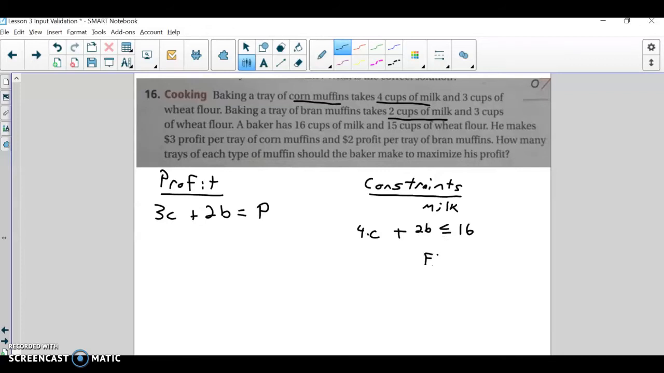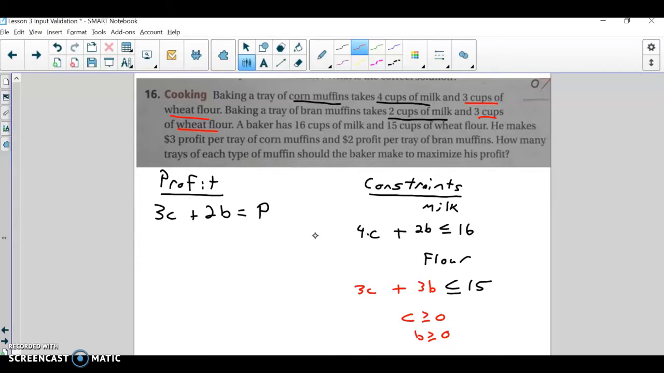All right, and then when we do the inequality for flour, right, that has to stay below 15 cups because we only have 15 cups of that. And then we just got to read it again. So there's 3 cups when we do the corn muffins, and then 3 cups for every bran muffin, right? So it's 3C plus 3B less than or equal to 15, right? And again, we could do, if you really want to do the greater than or equal to 0, be my guest, but I usually don't do that just because it makes a mess when you try and graph it. So that's it for the inequalities and the equation, the profit function.